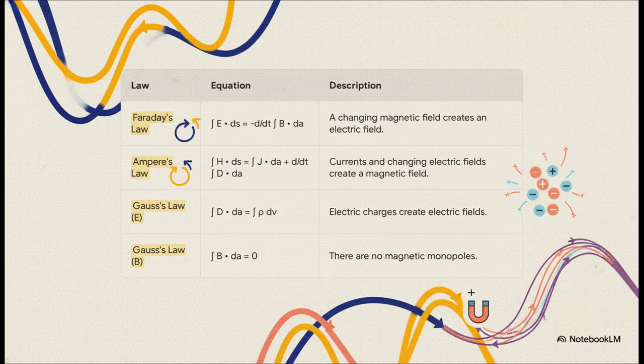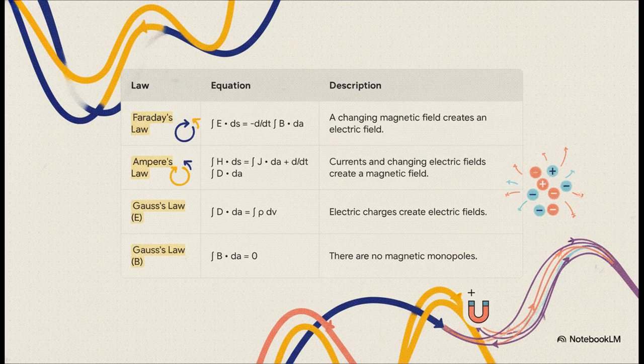Look at the first 2. Faraday's law says a changing magnetic field creates an electric field. Then Ampere's law says, hold on, I can do that too. A changing electric field creates a magnetic field. You see that? It's this beautiful back and forth, this give and take, that actually gives birth to the electromagnetic wave we just saw.